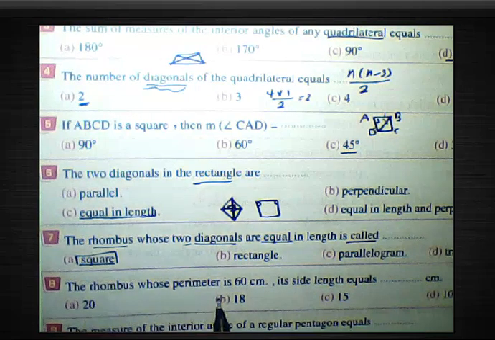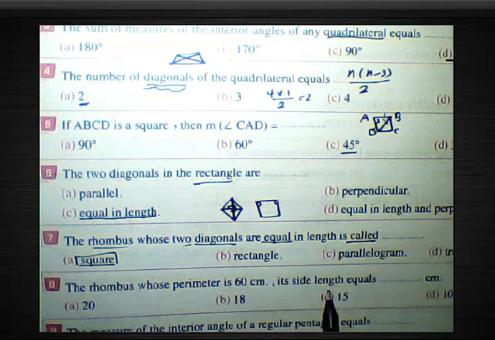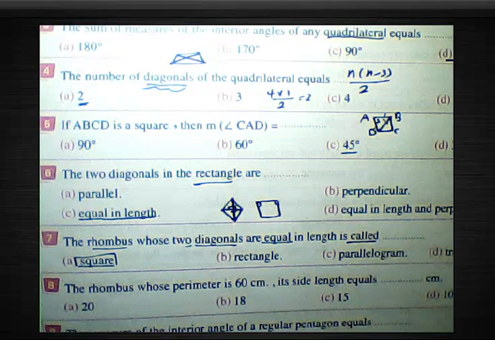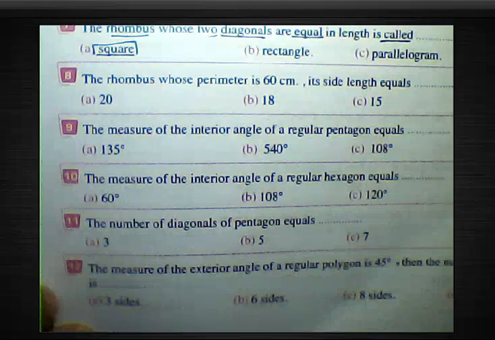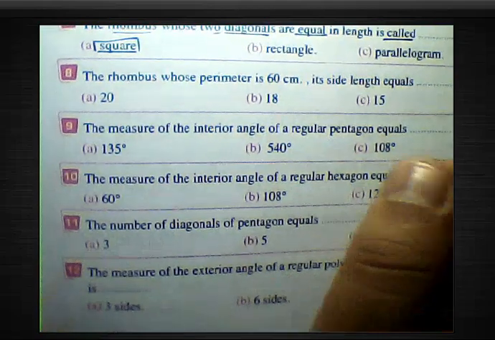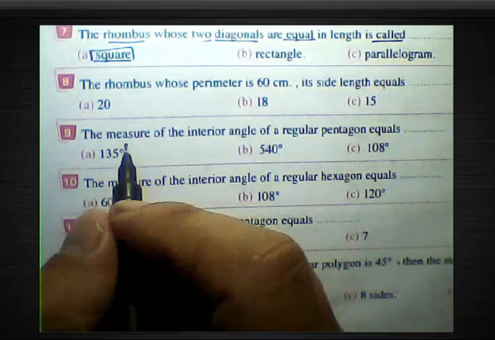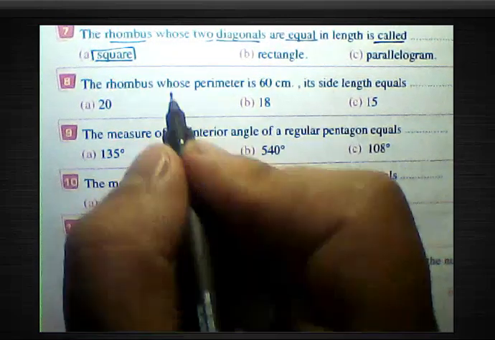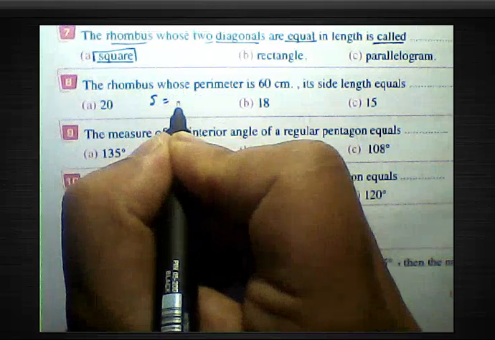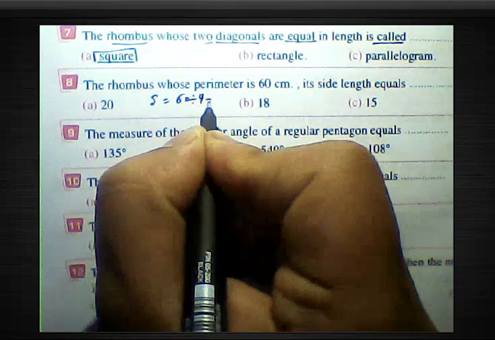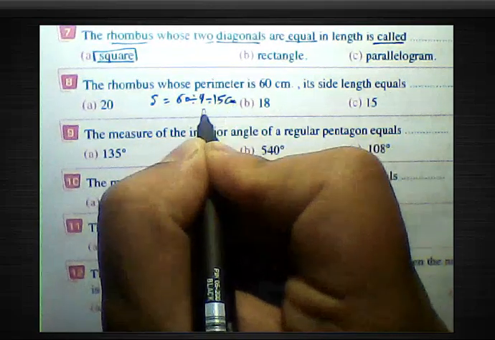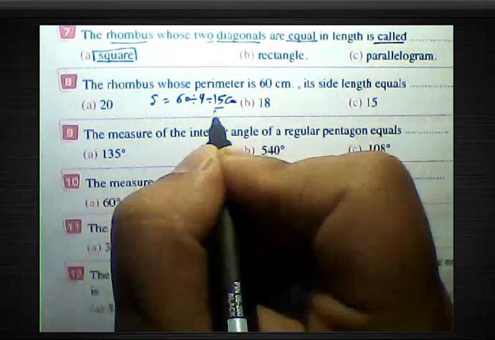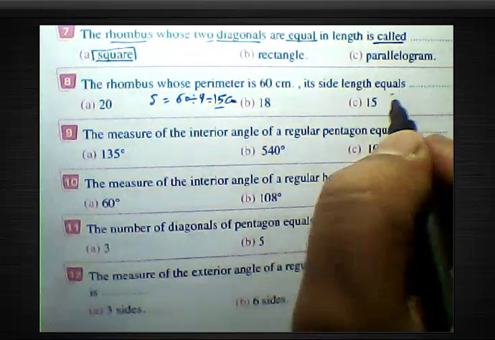The rhombus whose perimeter is 60 cm, its side length equals what? We know a rhombus has 4 sides equal in length, and the perimeter of a rhombus equals side times 4. So you can find the side of the rhombus: 60 divided by 4 equals 15 centimeters. That is the side length of the rhombus.